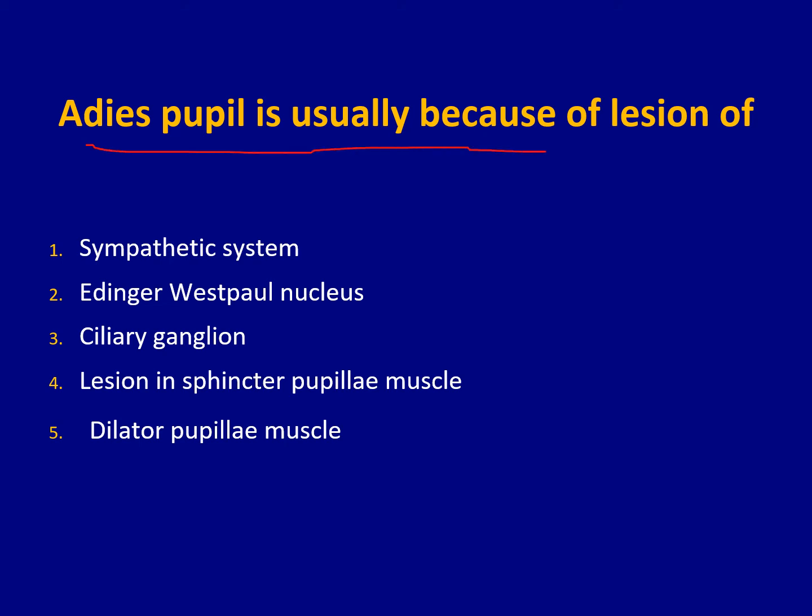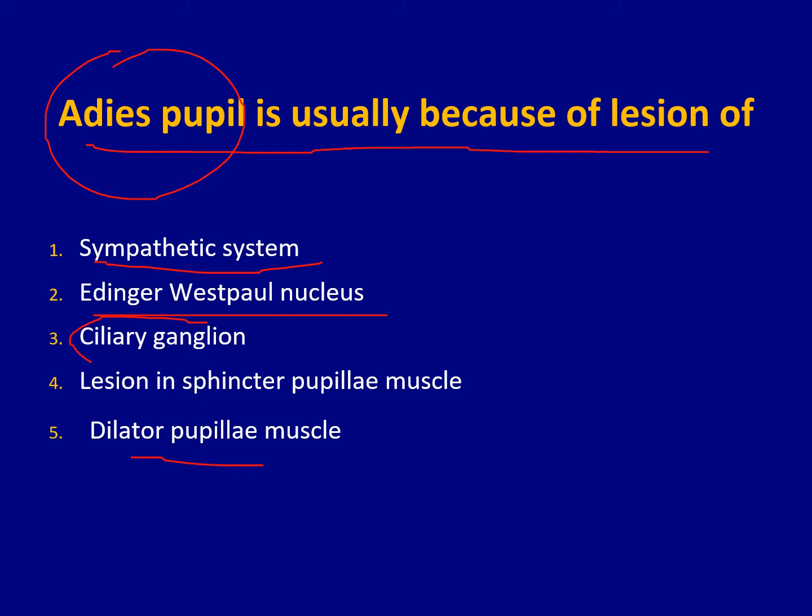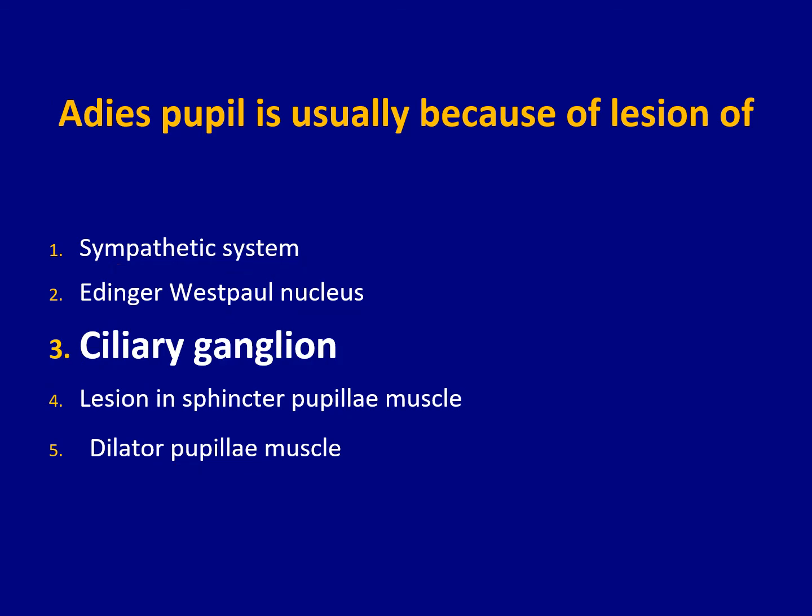Adie's pupil is usually because of the lesion of. Remember, Adie's pupil is a lesion of the parasympathetic system, and the lesion is usually in the ganglion, which is within the orbit. So the options are sympathetic system, Edinger-Westphal nucleus, ciliary ganglion, lesion in the sphincter pupillae muscle, dilator pupillae muscle. Sympathetic system is not involved in Adie's pupil. Edinger-Westphal is a central nucleus, so that's not an answer. Ciliary ganglion is in the orbit, so that may be the answer. And the last two options are not for the Adie's pupil, so my answer would be number 3, ciliary ganglion. Ciliary ganglion is the answer.